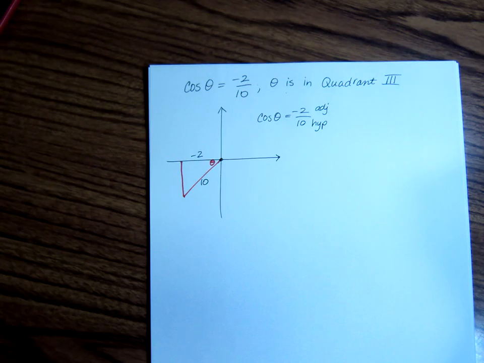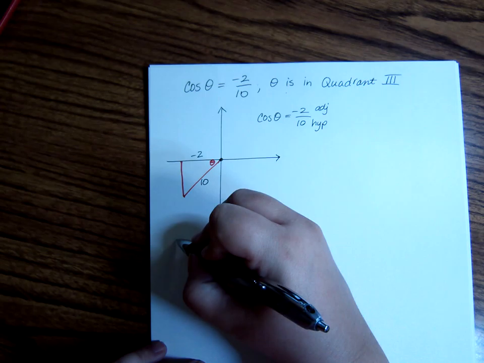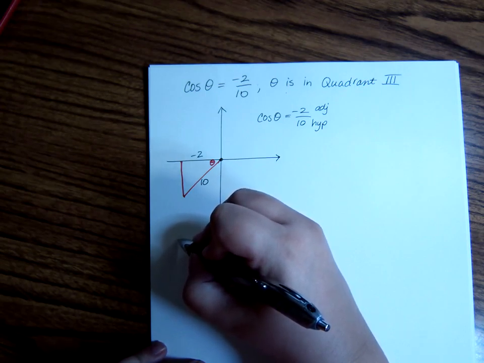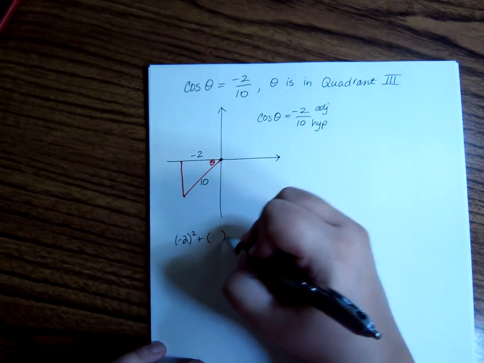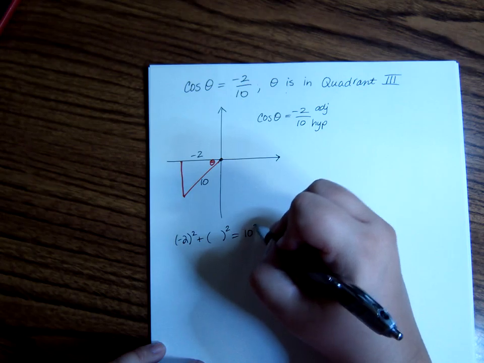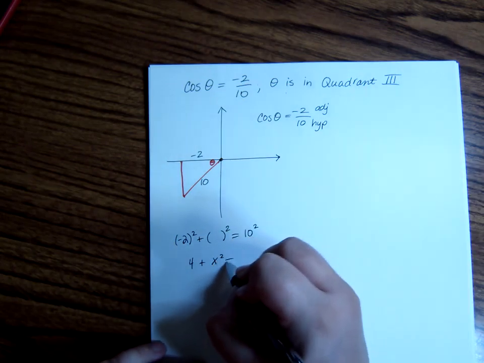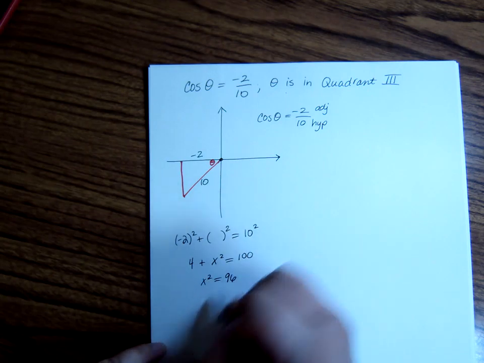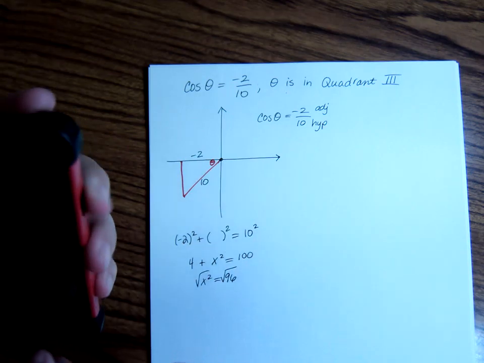Now I just have to find that opposite side. The opposite side comes from using the Pythagorean theorem. So I'll do -2 squared plus, we don't know what that side is squared, equals 10 squared. So 4 plus, let's just call it x squared, equals 100. X squared is 96. I'm going to take the square root of both sides.